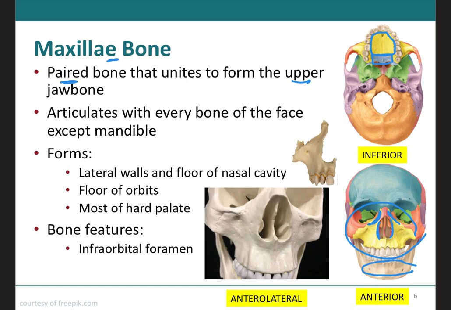The only bone feature that I need you to know is the infraorbital foramen. Infra means below the orbit, and foramen means a hole. So this is your infraorbital foramen right over here that's located on the maxilla. We can see it over here as well.